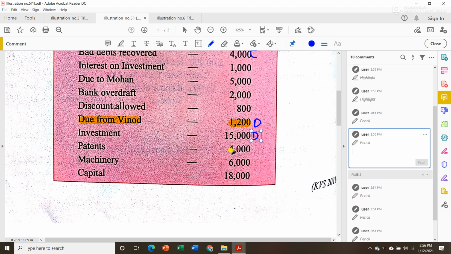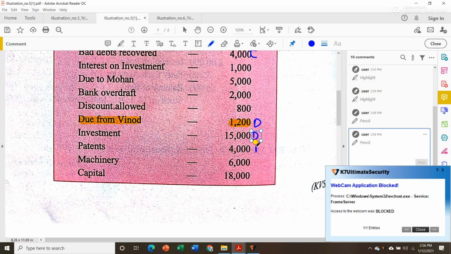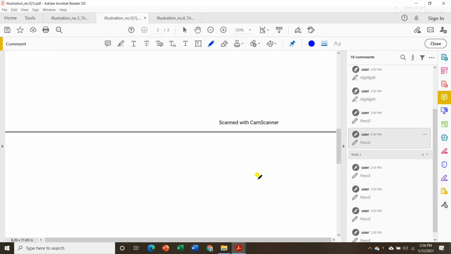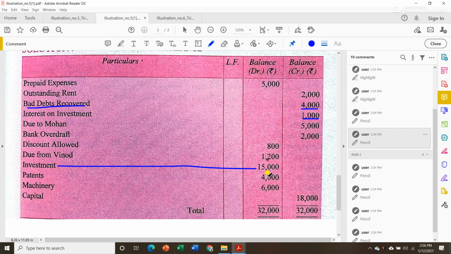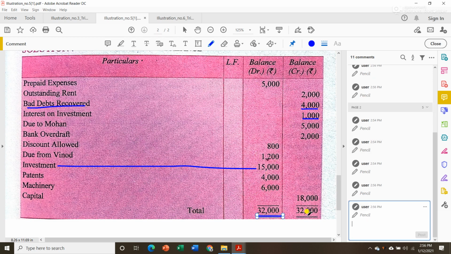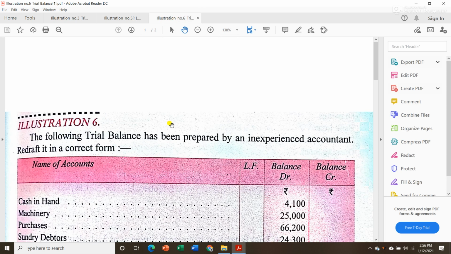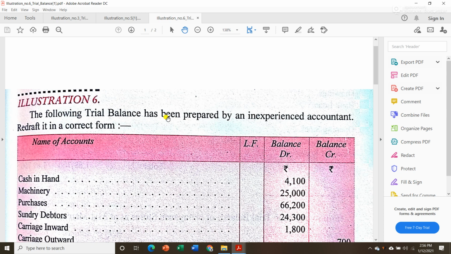Then we have patents. Patents are also an asset of a business, so debit. Then machinery, asset, debit. Then last, capital, we know that it will always show a credit balance. So according to the rules that we have seen earlier, we prepared this trial balance and the total we got is 32,000 on both the sides.